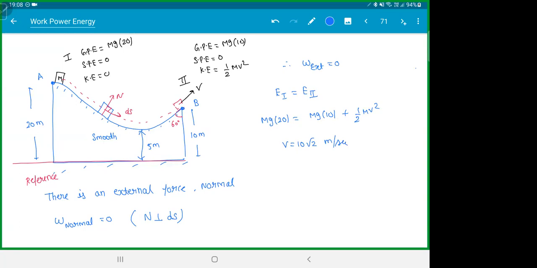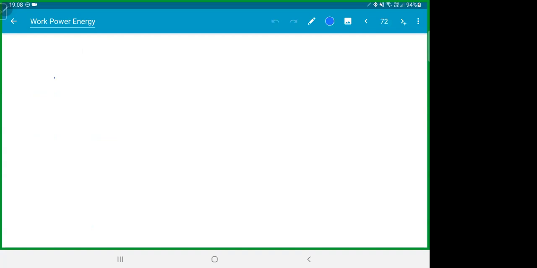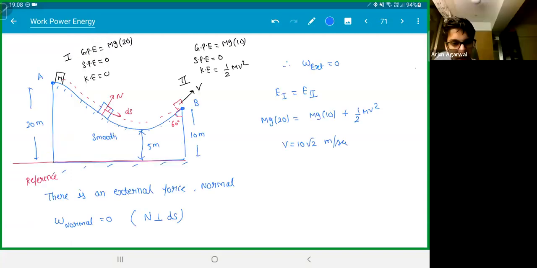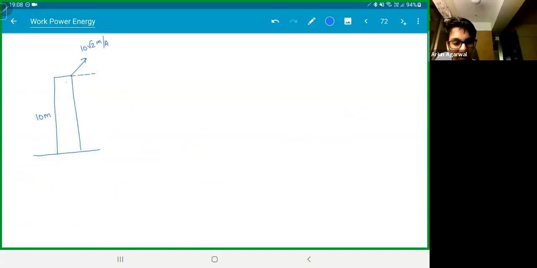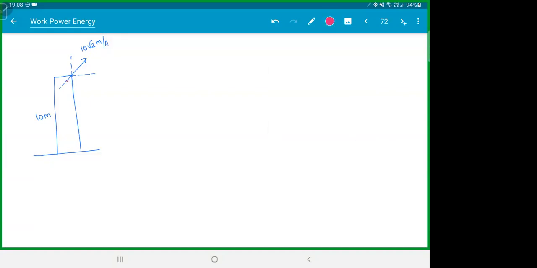Once you got 10 root 2 meters per second, this whole question becomes a projectile. I'll turn the page. So this whole question becomes like you have a building of height 10 meters, and someone projected with a speed of 10 root 2 meters per second. What angle? 30. This was 60, so this will be 60. With the horizontal, the angle is 30. So be careful.